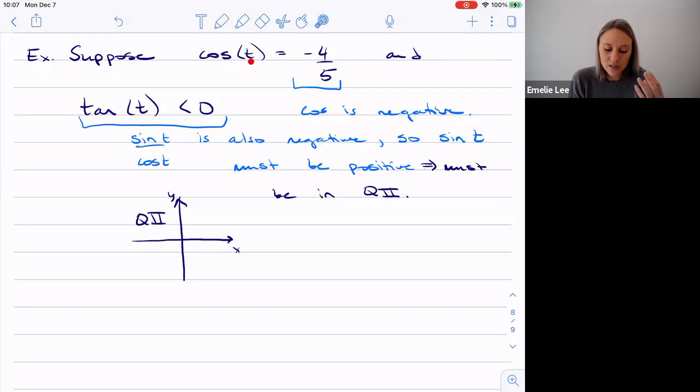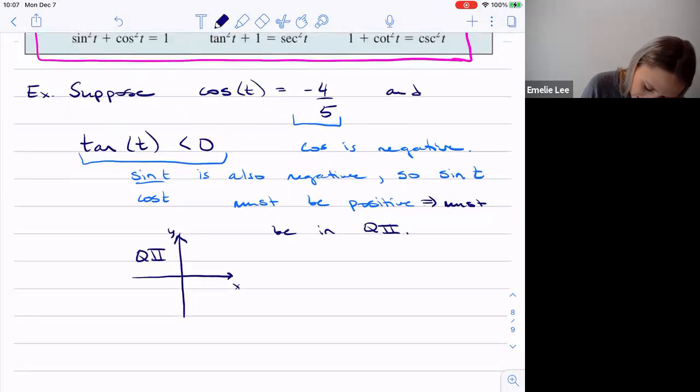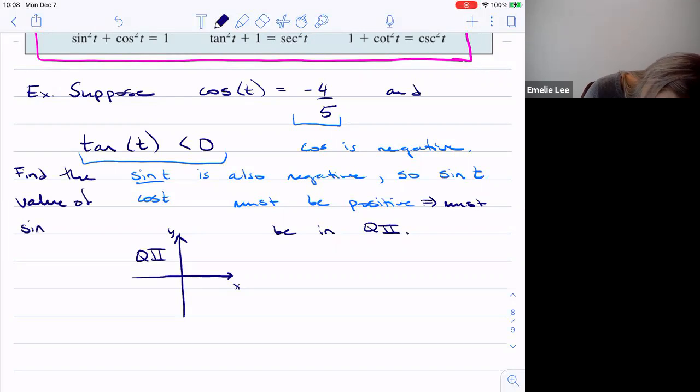Okay. The cosine, so I know the cosine and I know which quadrant I'm in. And oh, I didn't write down the question. I just said, hey, suppose this is true. Fine. Find the value of sine x. Oh my bad, I didn't finish my question. Find the value of sine x, or sine t rather, sorry. It says x, but I'm going to use t because I want to emphasize that it's an angle.